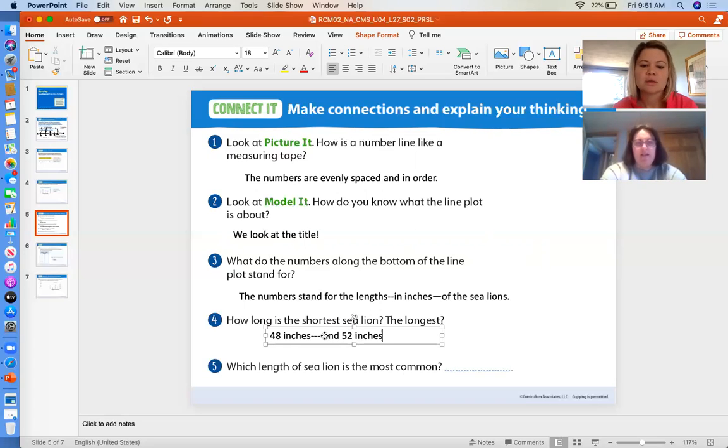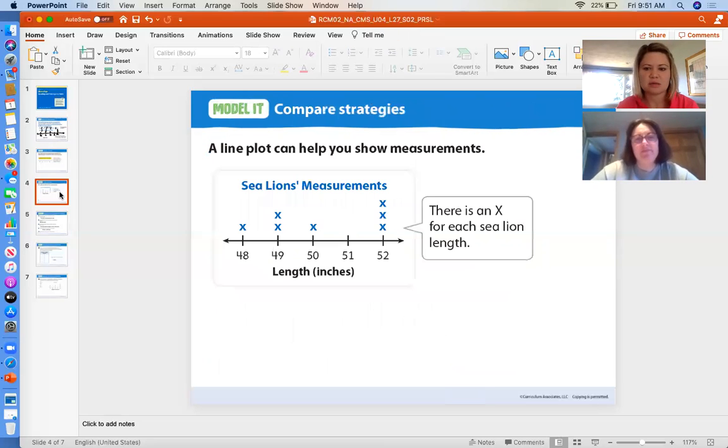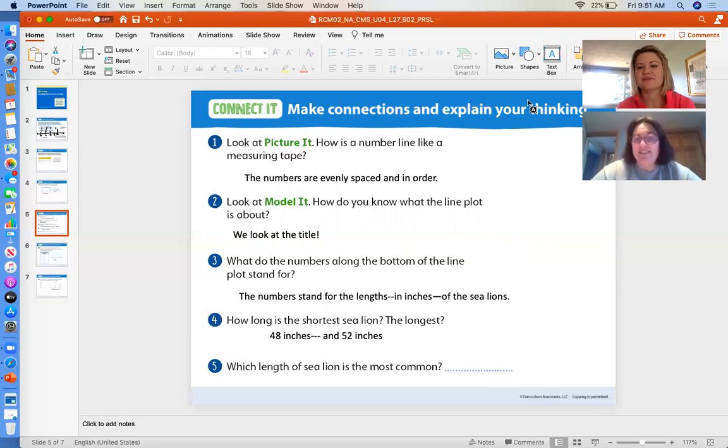Okay. What length of sea lion is the most common? Oh, and we technically already answered this, right? Which one has the most X's? 52 inches. Right. Okay. Awesome.